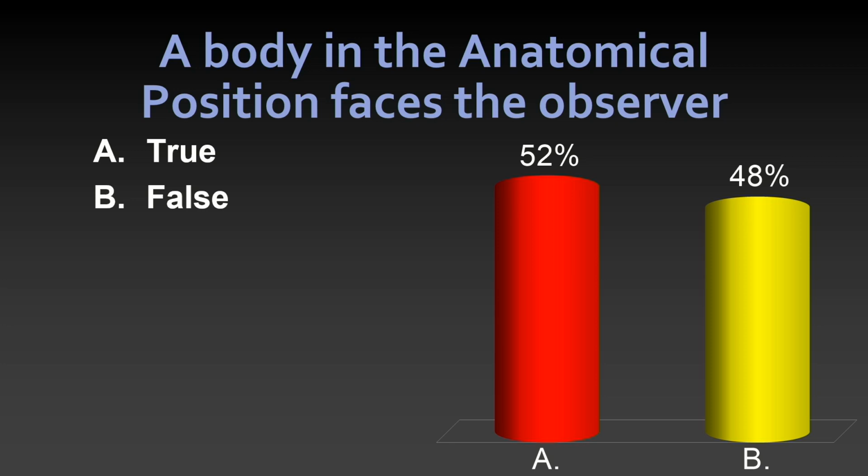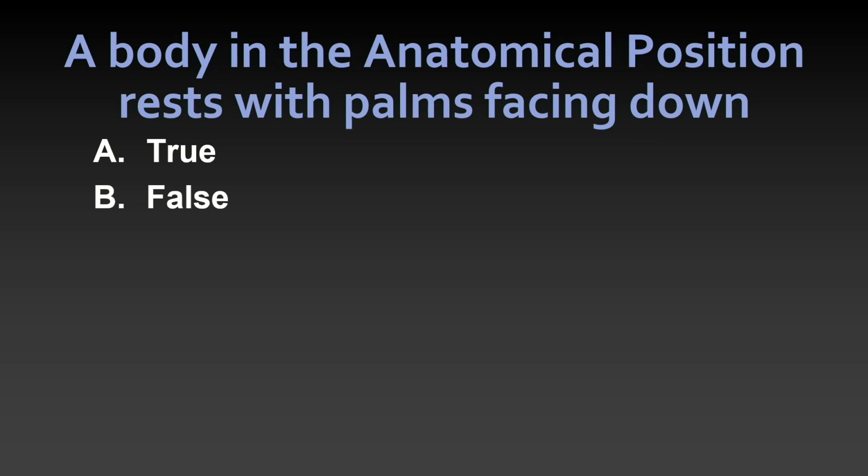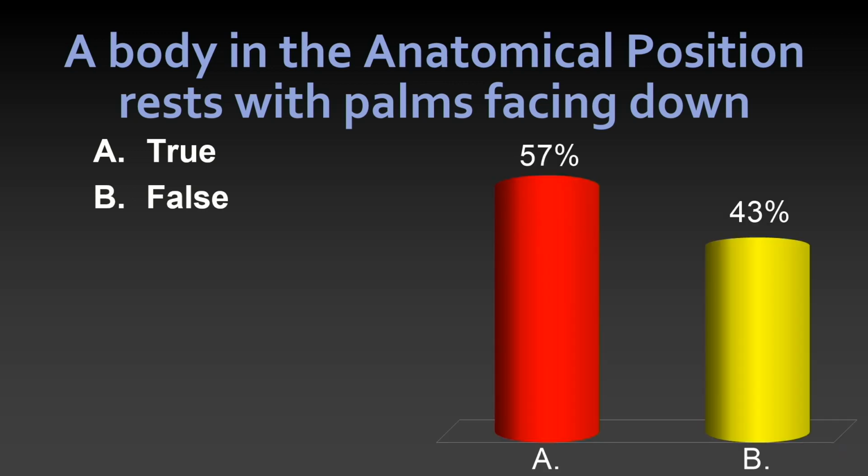But if these were real answers, a body in the anatomical position faces the observer. Yes, true, it does, absolutely. A body in the anatomical position faces the observer. And so you're not going to be able to answer this question either. But had you been able to, a body in the anatomical position rests with the palms facing down. True or false? Resounding false. Absolutely. B is the correct answer. These simulated people got it all wrong. Fantastic.